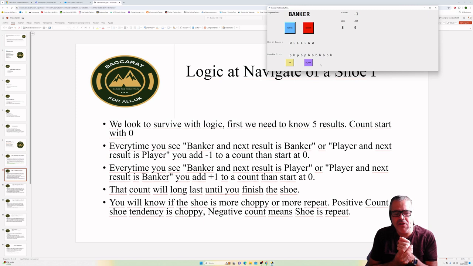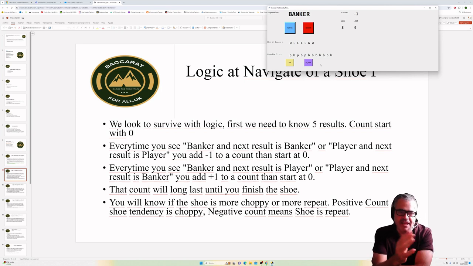Okay, and how long does this count take? This count goes all the way from the very beginning of the shoe to the very end of the shoe. So it always guides you. Yes, it is possible that it starts very repeat and then it can be very choppy. It's possible it can be very choppy and then it becomes repeat. But it is very interesting how to use that statistic at some point.